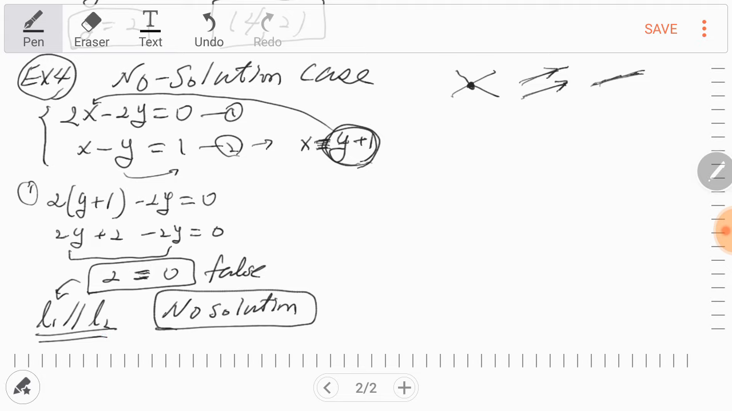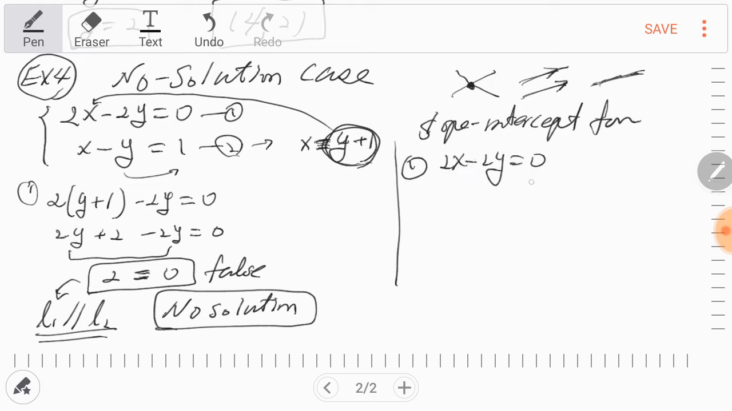Okay, for example, let's rewrite each equation in slope-intercept form. So first equation, 2x minus 2y is equal to 0. Then negative 2y is equal to negative 2x. So y equals x. We have this equation, y equals x. In this case, the slope is 1.